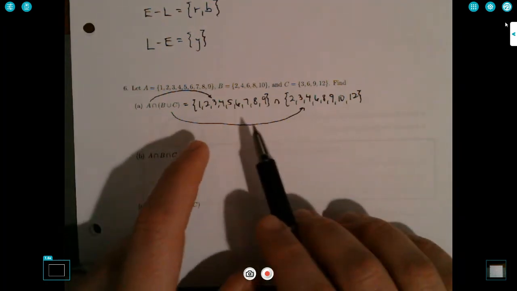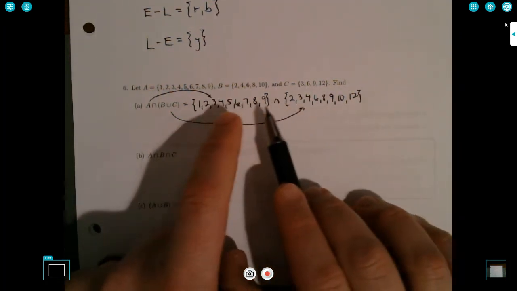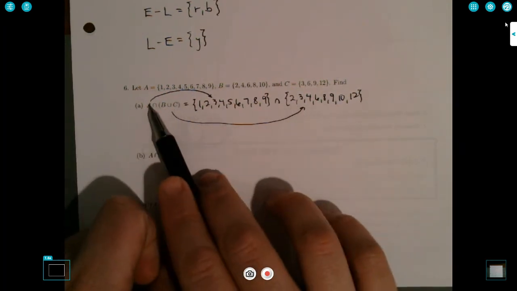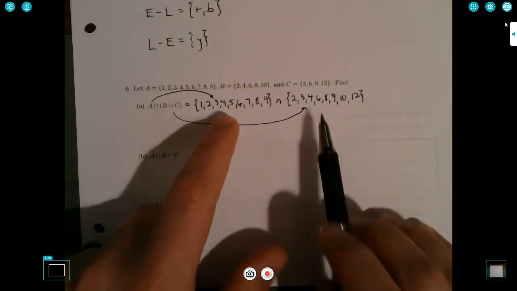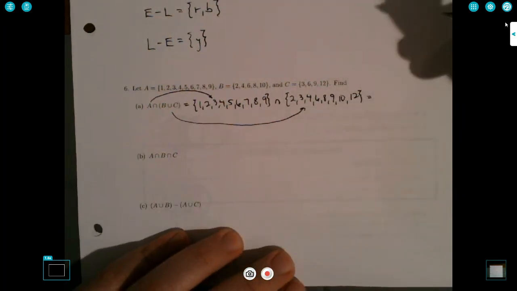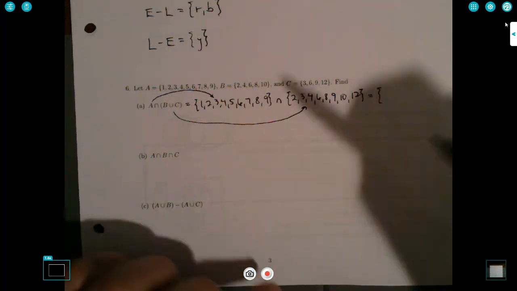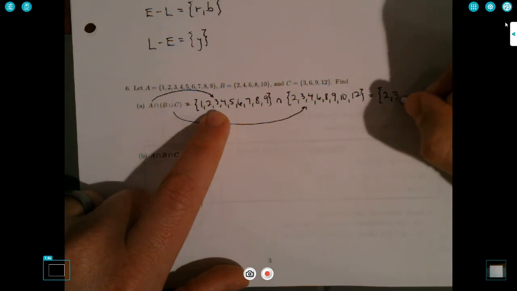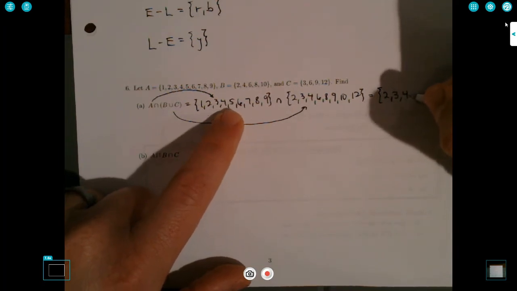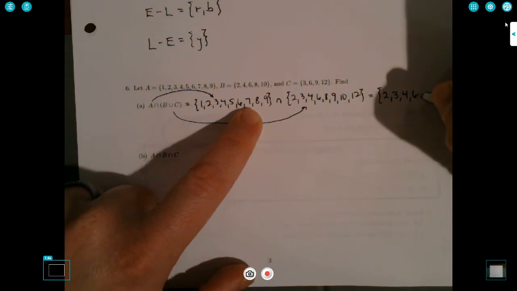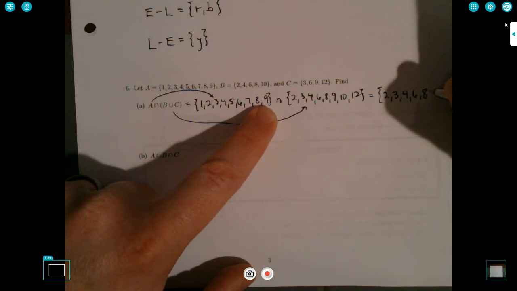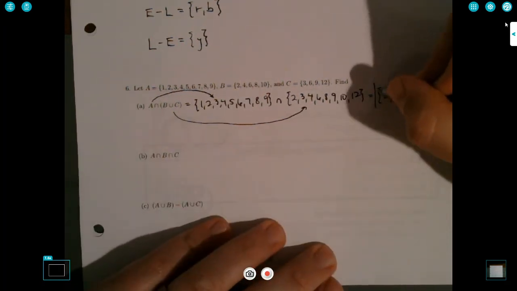And now I have to take the intersection of these two sets, okay? So I did the stuff in the parentheses first. This one just came along for the ride. And now I'm going to take the intersection of these two. So the intersection is going to be whatever they have in common. In this case, they've got a 2 in common. They've got a 3, a 4, not a 5, but a 6, not a 7. They've got 8 in common, and they've got 9 in common. And that's that.